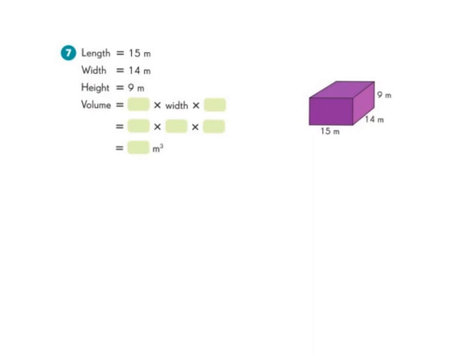Let's take a look at another example. So in this particular rectangular prism, our length is 15 meters, our width is 14 meters, and our height is 9 meters. So if we go back to our formula, the volume equals length times width times height. So if we go and plug those values in, then we're going to be multiplying 15 times 14 times 9.